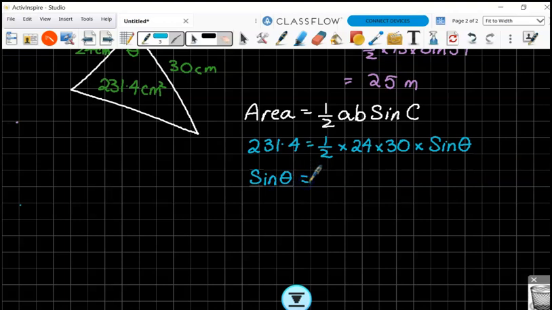So anyone want to have a go? How would I get sine theta by itself? Yeah, Naila? You can divide the 24 and 30 and put it on the other side. So when you say that, you mean we're dividing 231.4 by the, yeah. So we're getting rid of all of this times. And we know to get rid of the times, we just divide.